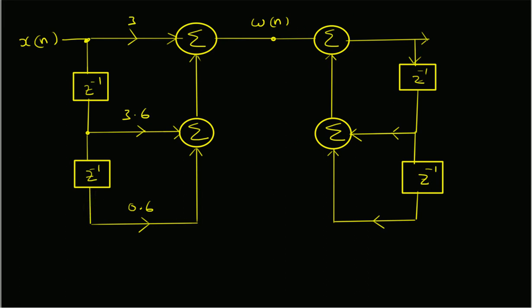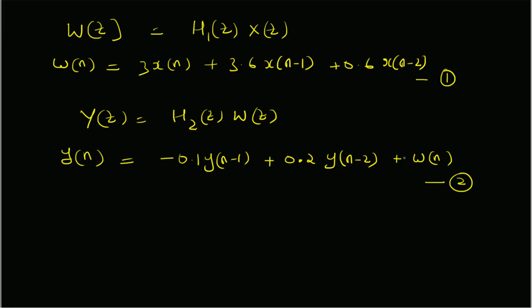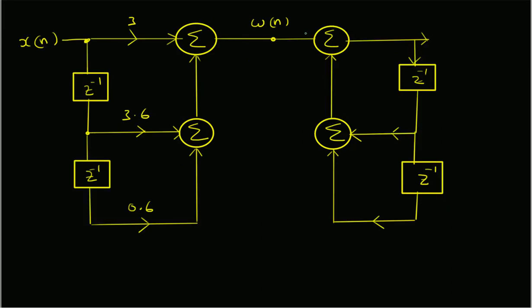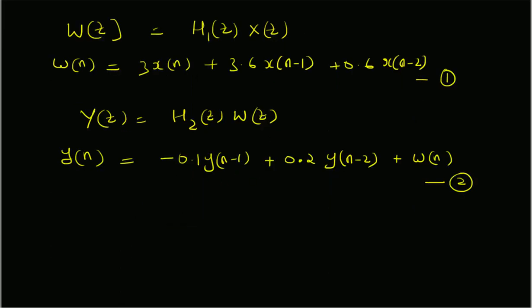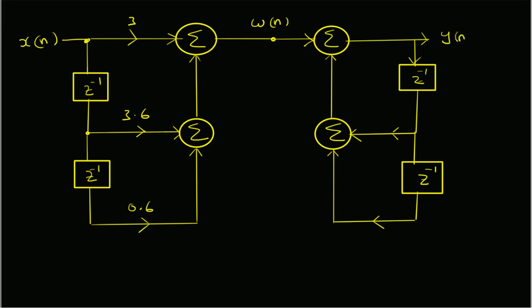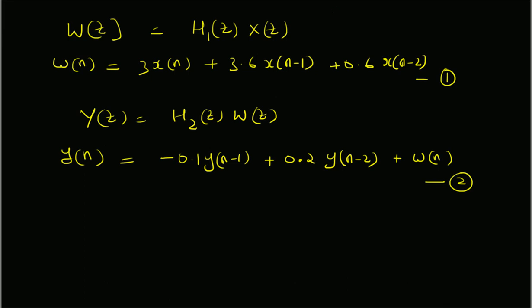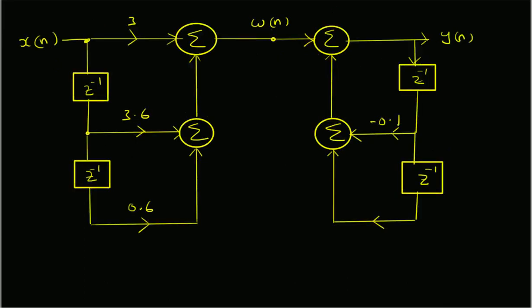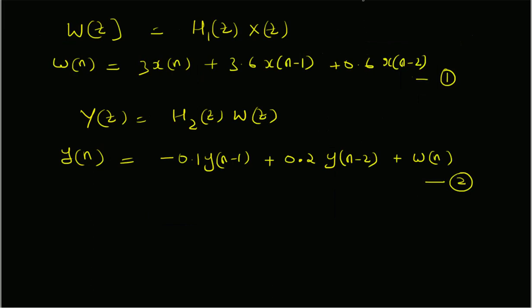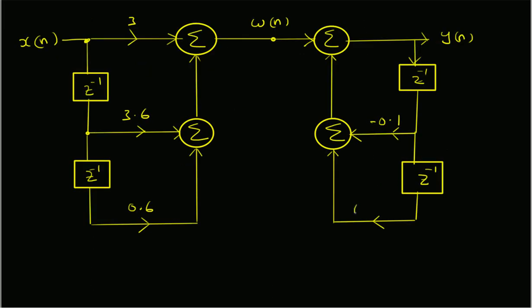And for the second component, we have y of n is equal to w of n, so w of n is directly fed to the adder, and then the second part is minus 0.1 y of n minus 1, so we have y of n going through a delay, that is we get y of n minus 1, and then it gets multiplied with minus 0.1, so minus 0.1 y of n minus 1 goes to the adder. And finally y of n minus 2 gets multiplied with 0.2 and goes through the adder. So thus we get the final output y of n.